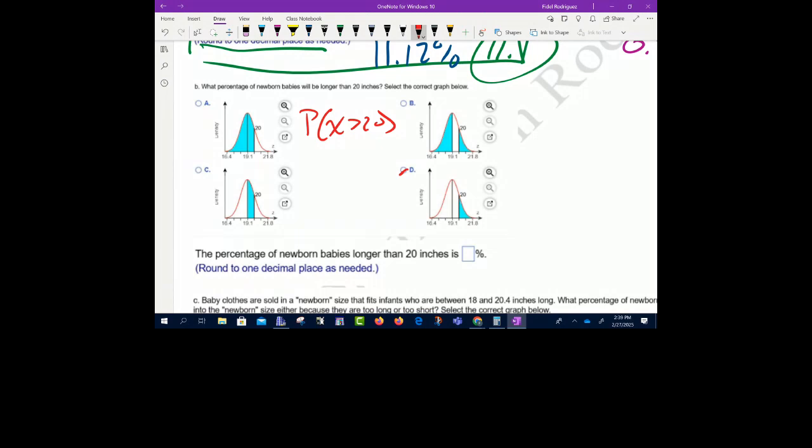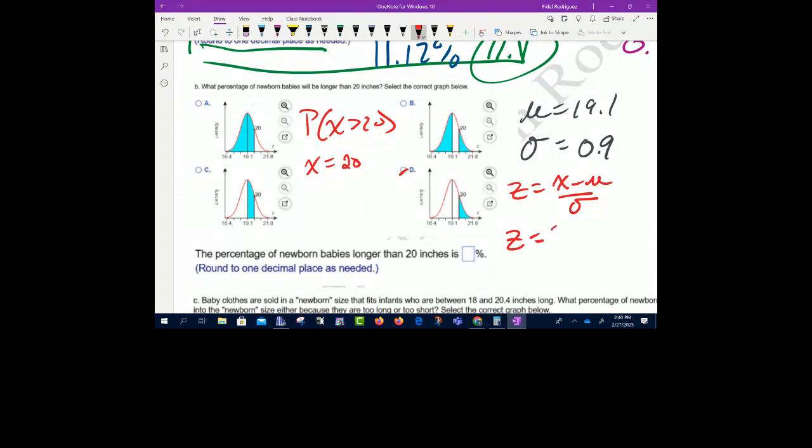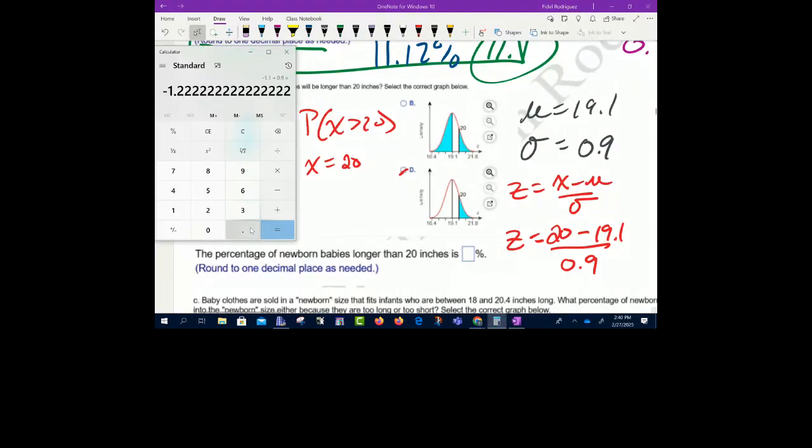Just like we did a minute ago, remember what we said? Our average was 19.1. Our standard deviation was 0.9. My X value here is 20. We're going to convert that, my friends, to a z-score. So we're going to go 20 minus 19.1 divided by 0.9. Let's do that. 20 minus 19.1, divided by 0.9. Y'all getting one? Anybody else getting one? Yeah.